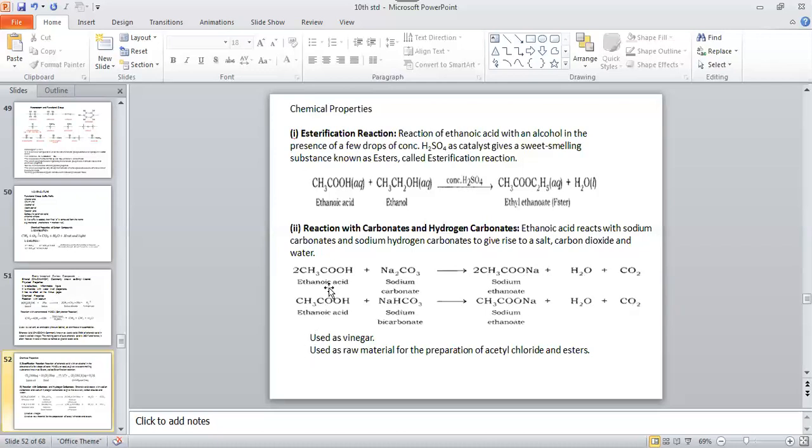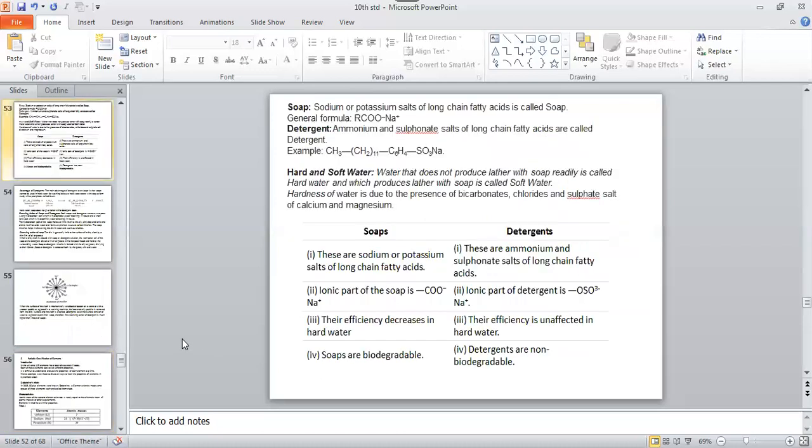Then uses of this ethanoic acid, it is used in vinegar. Just now we had studied that vinegar contains 5 to 8% ethanoic acid, that is acetic acid, in water. It is used as a raw material for the preparation of acetyl chloride and ester. The same property is used in the saponification. Therefore, we will study here what are soaps.